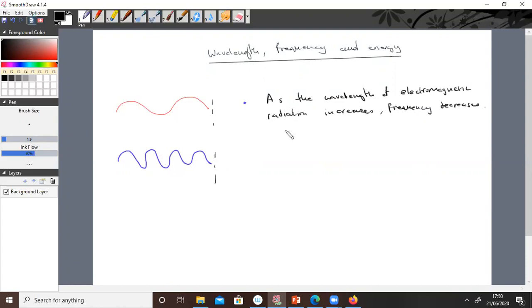And we need to remember now that frequency is proportional to energy, meaning as frequency increases, energy increases. As frequency decreases, energy decreases. So in simple terms, because frequency decreases, energy will decrease. Okay, let's look at an example.